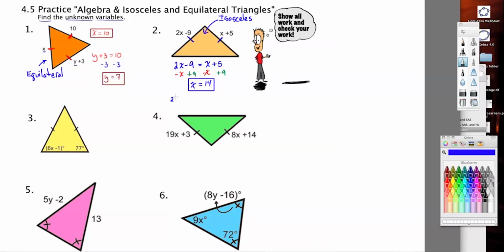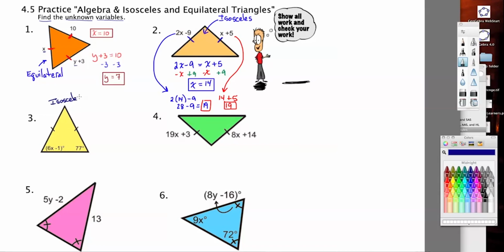So we substitute 14 back into the original problem. We're going to get 2 times 14 minus 9, which is 19. And if we put it in for x on the other side, we get 14 plus 5 equals 19. That checks.